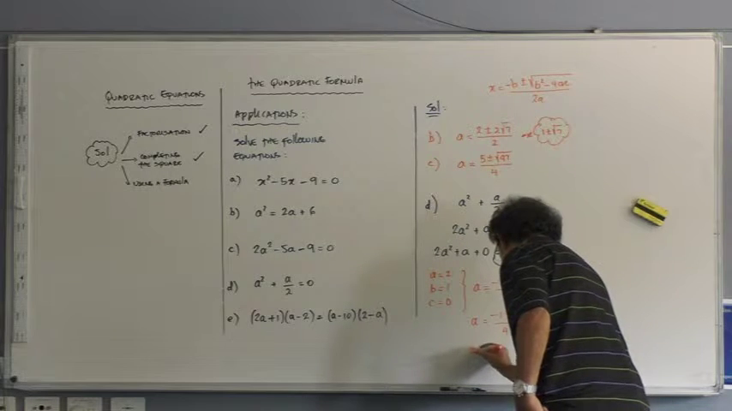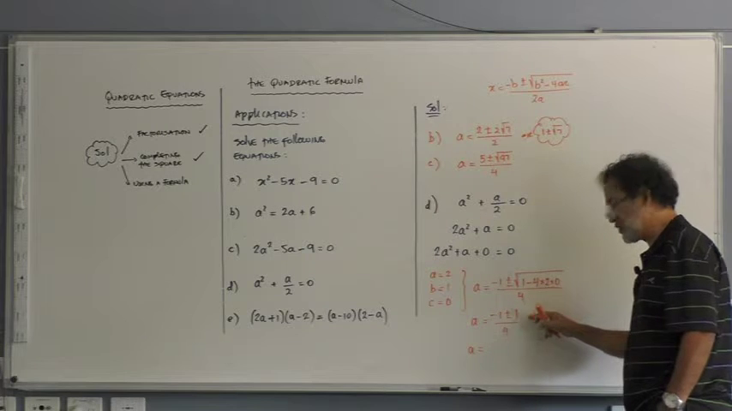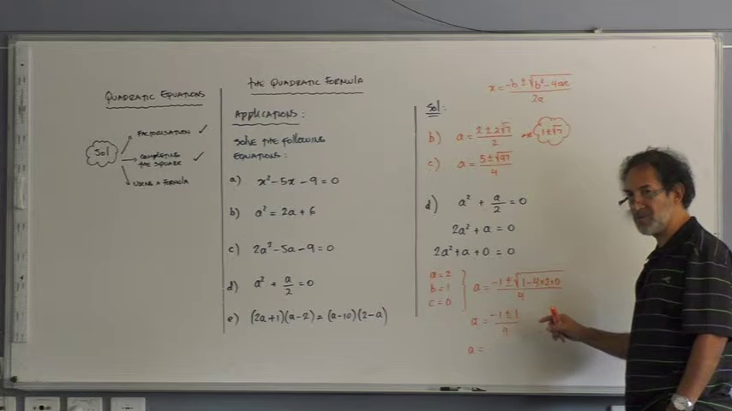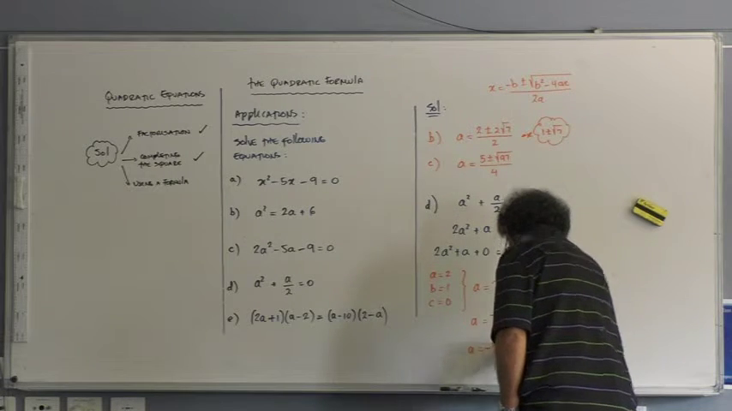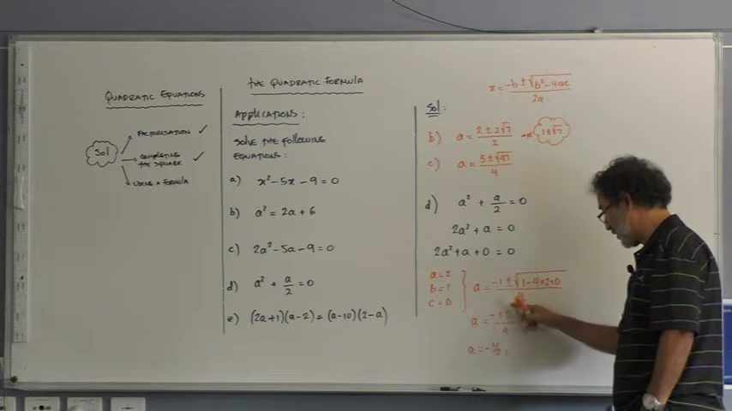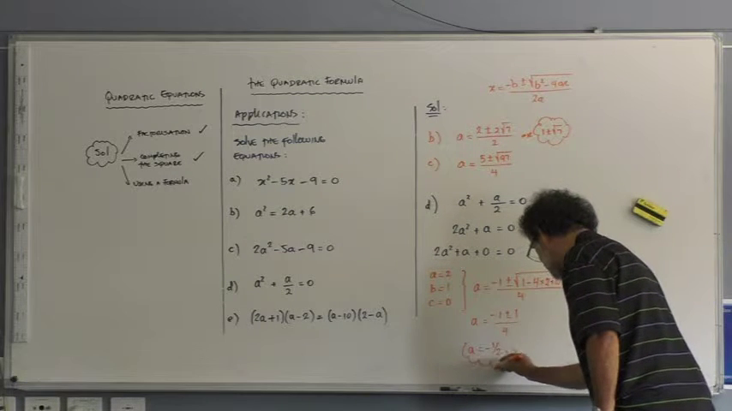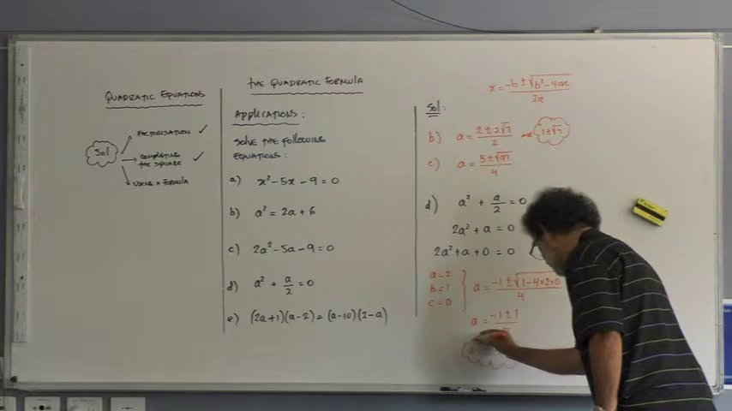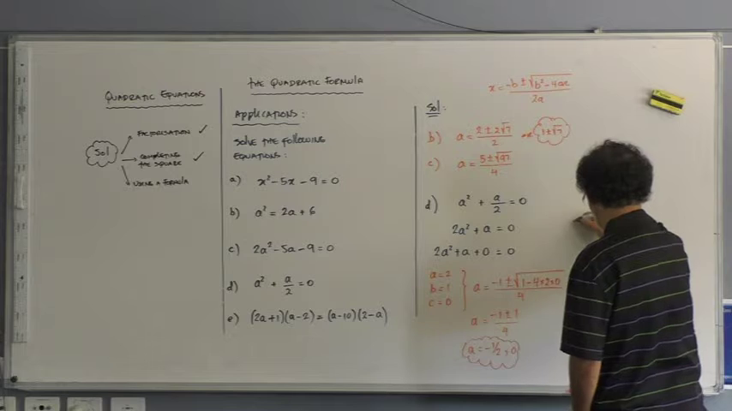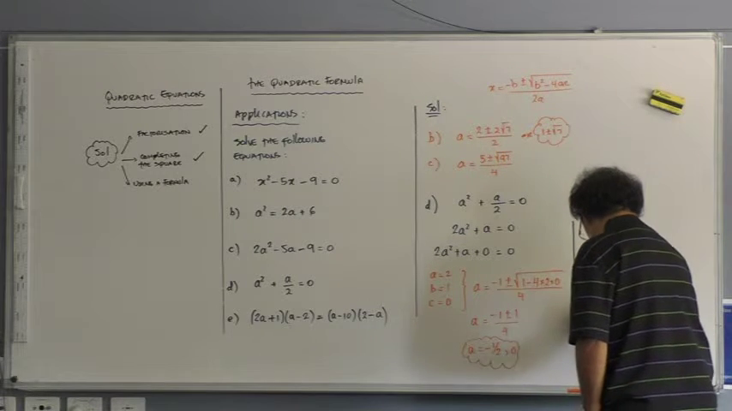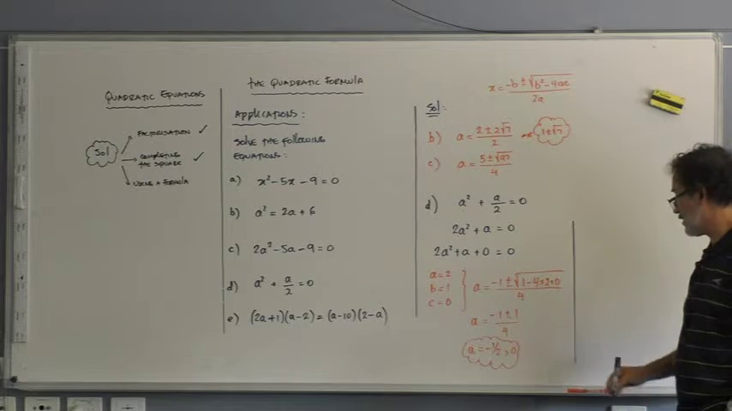And then from here, you have two answers. Minus 1 minus 1 is going to be minus 2 over 4, so it's going to be minus a half. And the other one is going to be minus 1 plus 1, which is 0. Okay, so we got two solutions. All right, but you're going to see that using the formula is not very convenient.